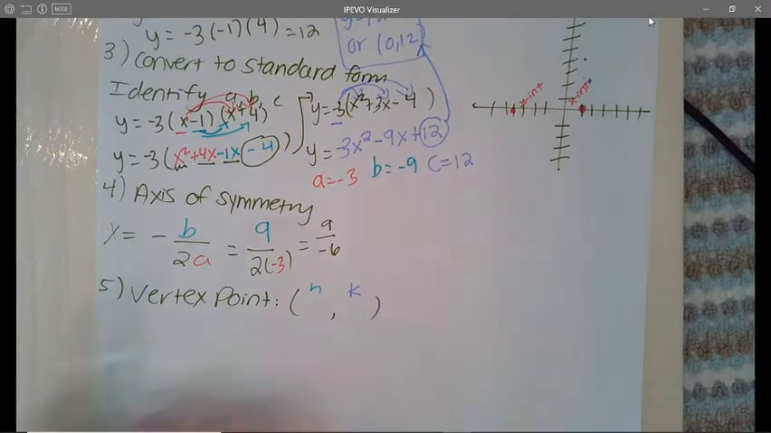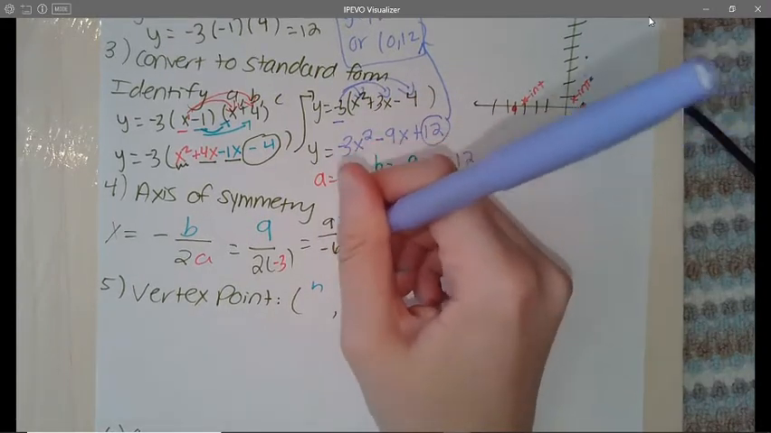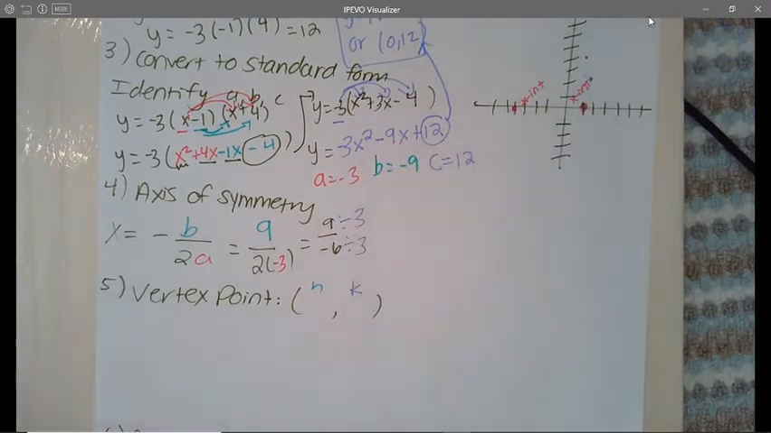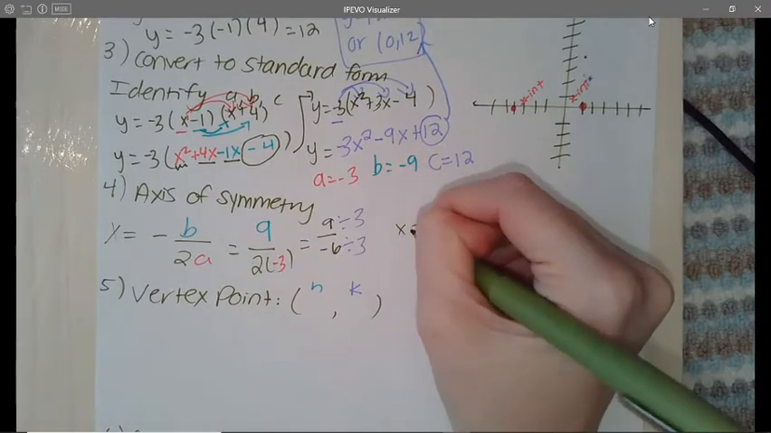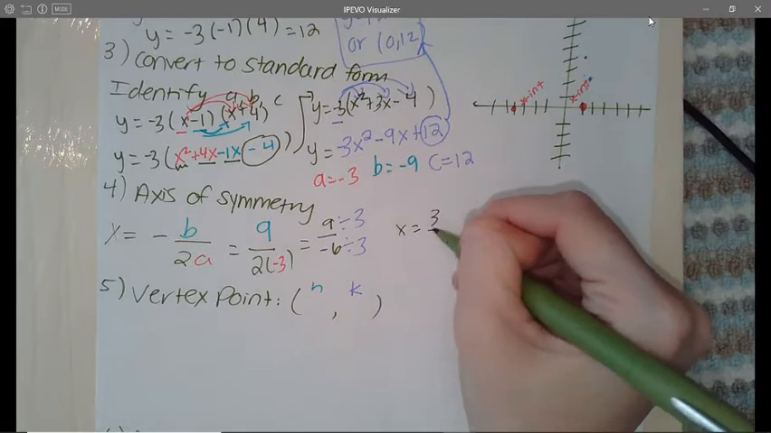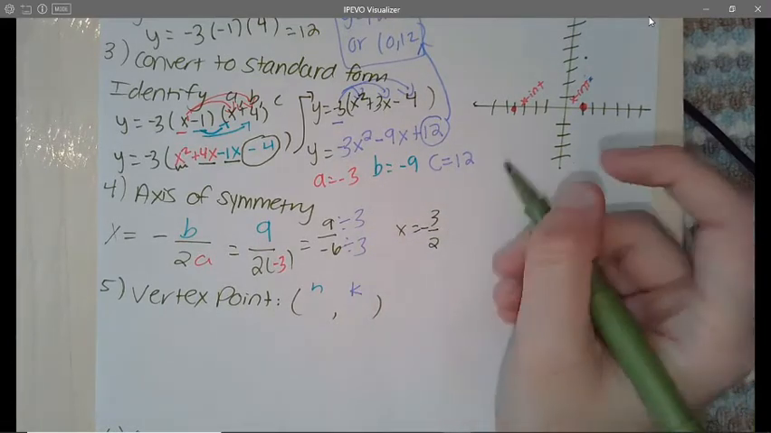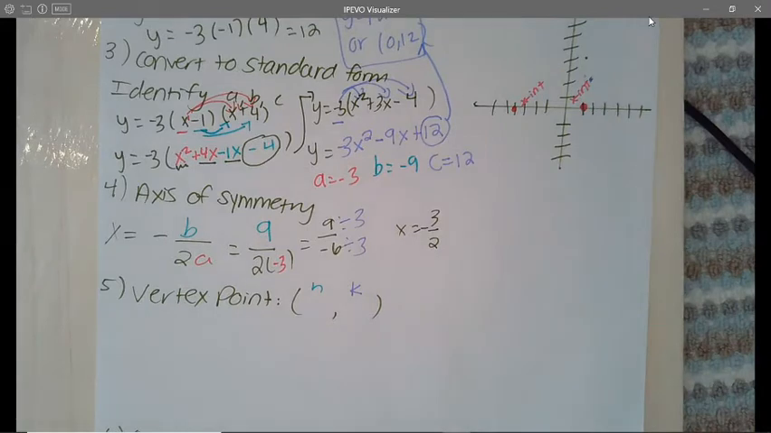Do you guys know a number that will divide into 9 and 6? Of course you do. It'd be 3. So I'm going to divide each of these by 3. My x will be equal to 9 divided by 3, which is 3, and -6 divided by 3 is -2. So we have -3 halves, or -1½, is the axis of symmetry.